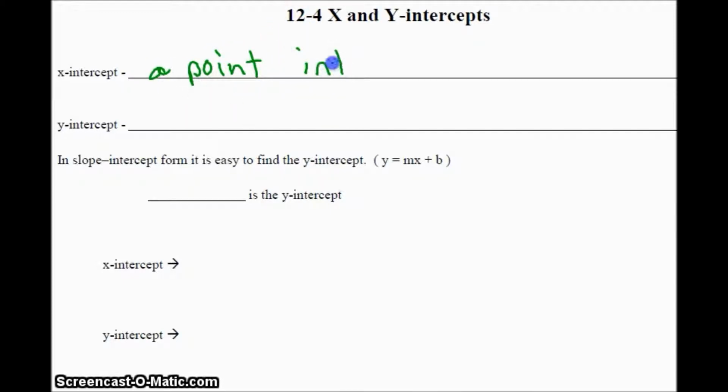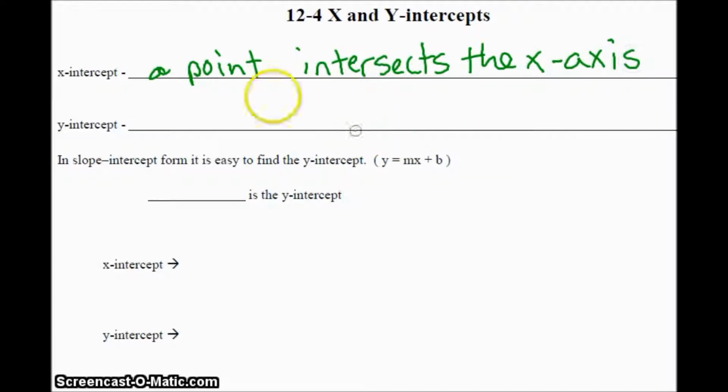intersects the x-axis. Okay? A point intersects the x-axis. So intersects is a slightly different word that we're going to use, but for an x-intercept, we're looking at a point that intersects the x-axis. For a y-intercept, it's the same thing, but it intersects the y-axis. And actually, we've already been talking about y-intercepts from our formula of y equals mx plus b, where b is our y-intercept. So we're going to use that in just a second.